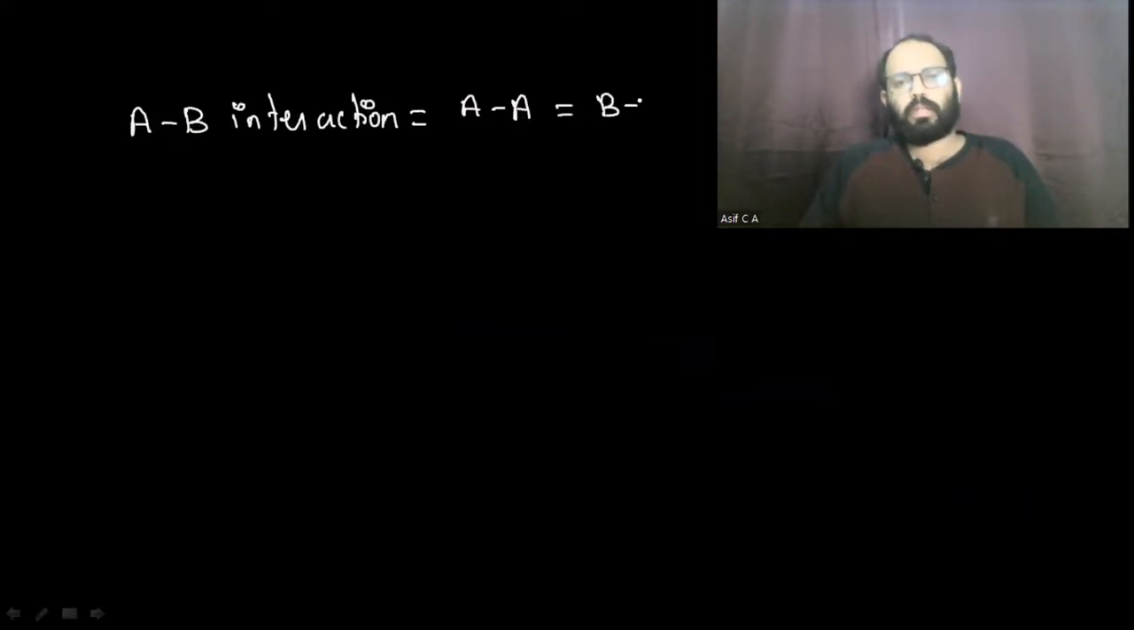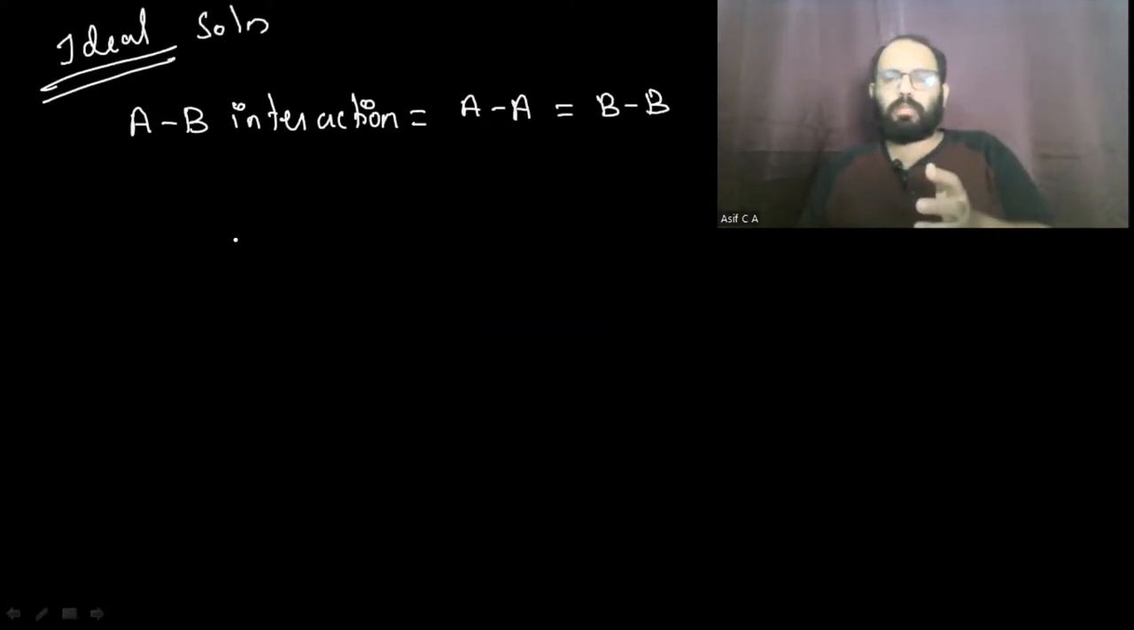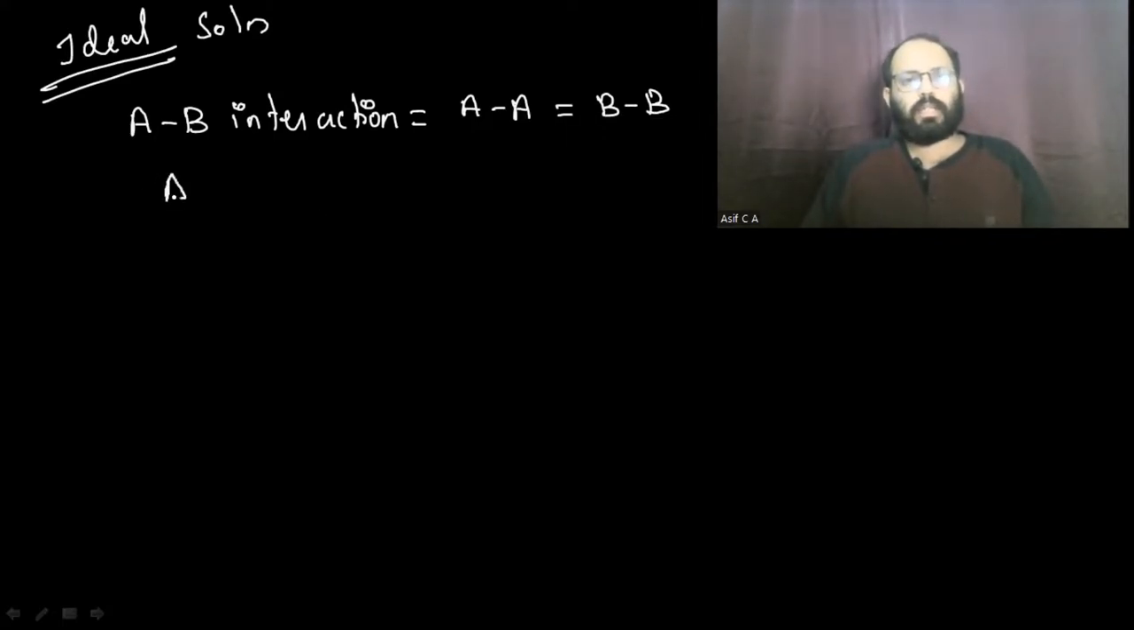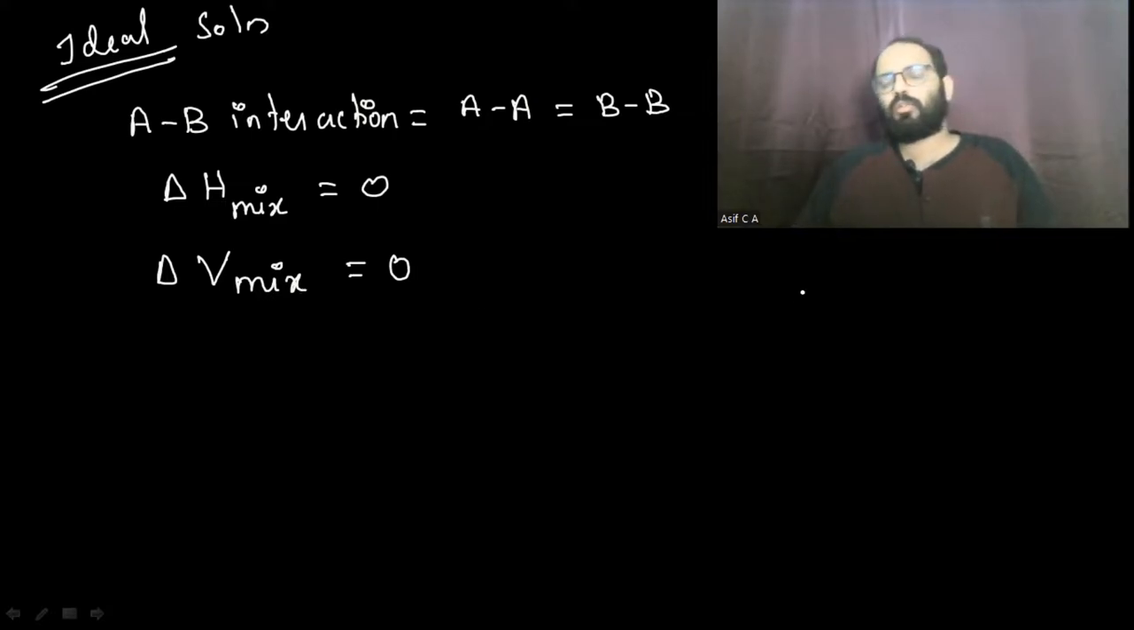In an ideal solution, AB interaction will be equal to AA interaction, which is equal to BB interaction. These are the conditions for an ideal solution: AB interaction will be equal to AA and BB interaction, and you can say that delta H mixing will be zero and delta V mixing will be zero. Examples are ethyl bromide and ethyl chloride, n-heptane and n-hexane, benzene and toluene. Those examples are there in the NCERT, right?